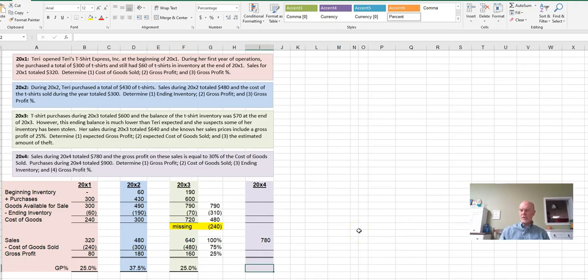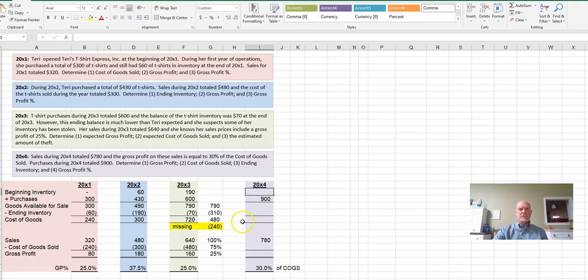So, 30% of cost of goods sold, that's what the gross profit is. Well, we don't know what our cost of goods sold is, so we'll have to come back to that. Let's see, purchases during the year are 900. Okay, so we're 900. Now, how much was our beginning inventory?